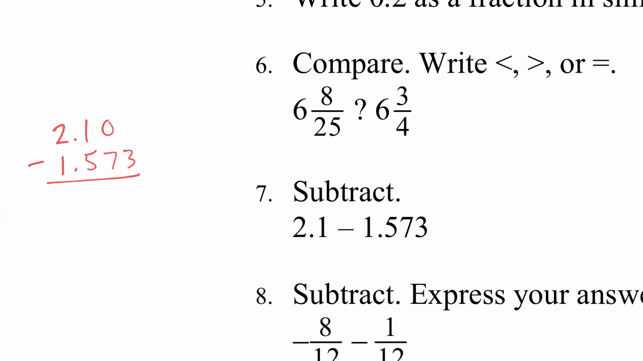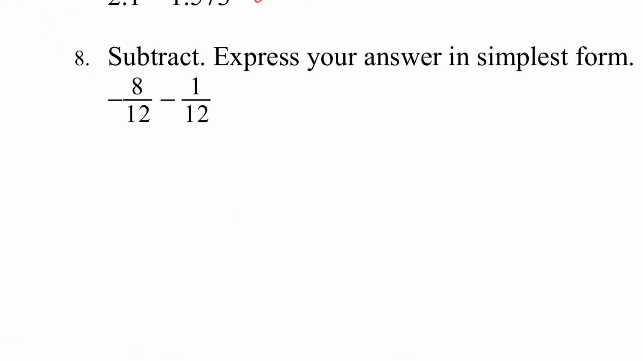I'll put in some zeros here, and let's start in. This is going to be 10. We got to borrow, right? So this is going to be 9, and this is going to be 10, and this is going to be 1. 10 minus 3 is 7. 9 minus 7 is 2. 10 minus 5 is 5. And 1 minus 1 is 0. So it should be 0.527. So that's equal to 0.527.